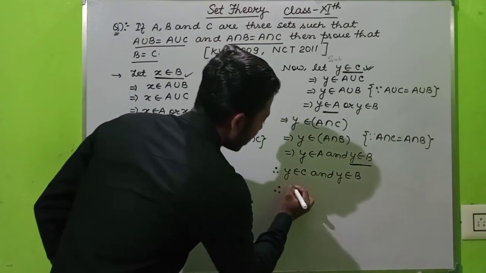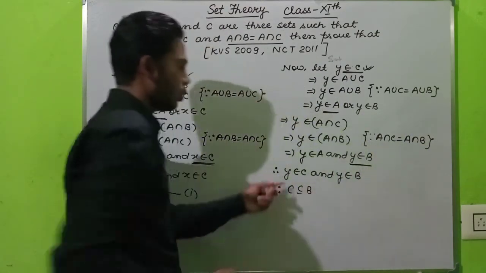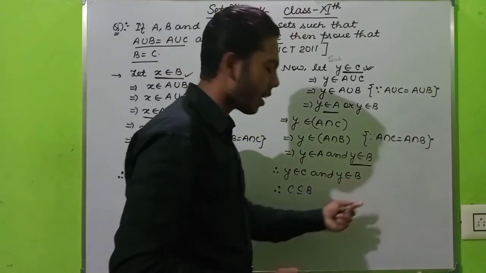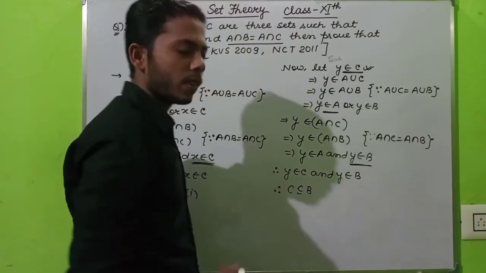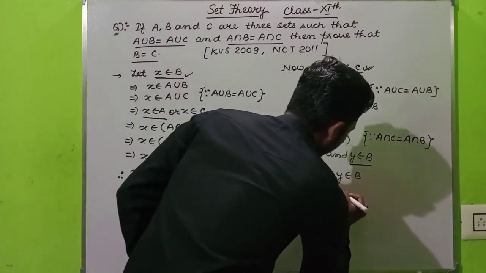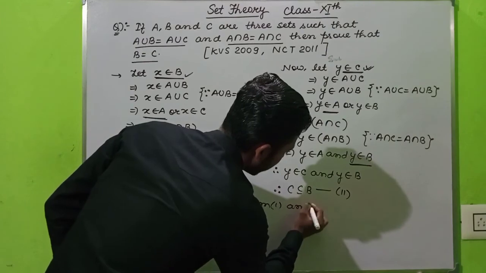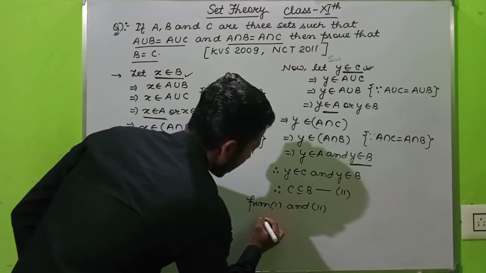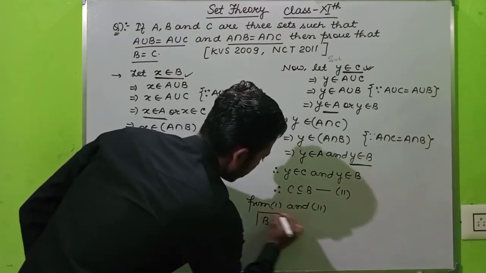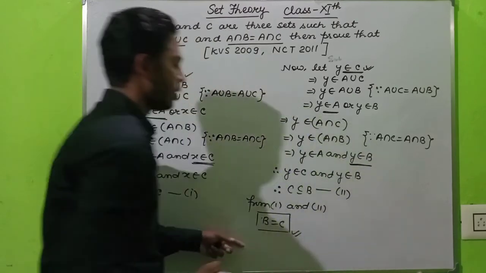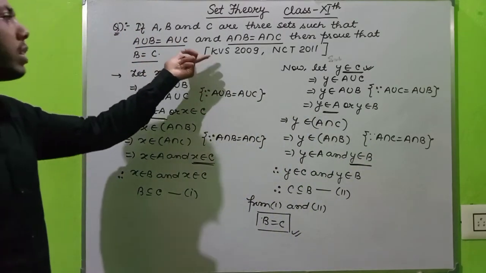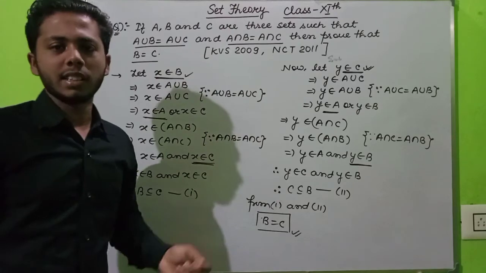Therefore we can say that C is a subset of B. यानी कि जो एलिमेंट C का है वो एलिमेंट B में भी आया, तो हम लोग बोल सकते हैं C is a subset of set B. Equation 2. So from equation 1 and equation 2 we can say that B equals C. So in this way we can solve this question. It is a very important question for the purpose of examination.